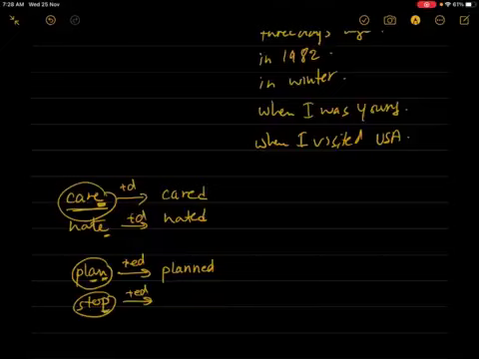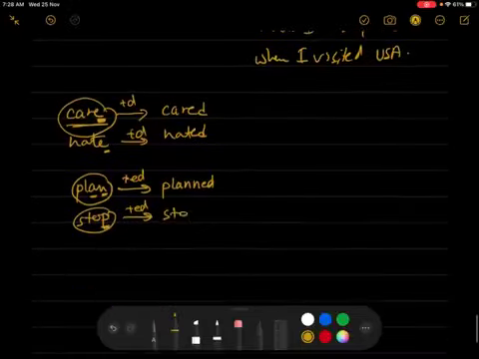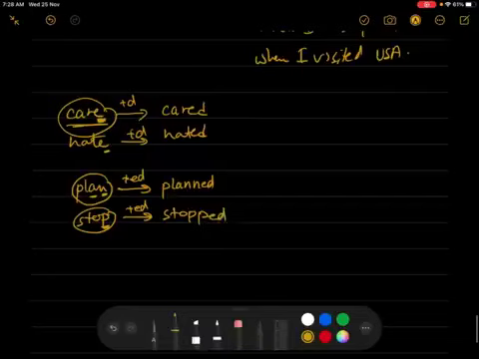Stop, we add the ed, so we double, because stop is a verb with short pronunciation, one vowel which is o, and a final consonant. That's why when we add ed, we double the consonant. We say stopped, stopped. Okay.